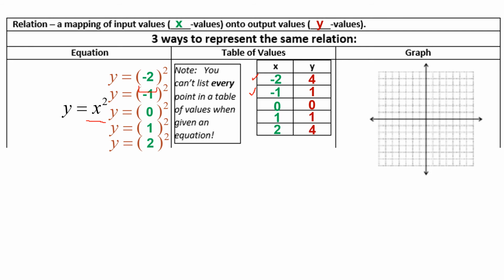There we go. Now, since these are coordinates, couldn't we graph these points? Absolutely. There we have it. -2 and 4, -1 and 1, 0, 0, 1, 1, and 2, 4. If we were to connect these, voila, we have a quadratic.